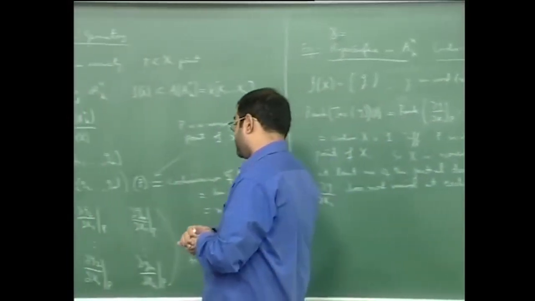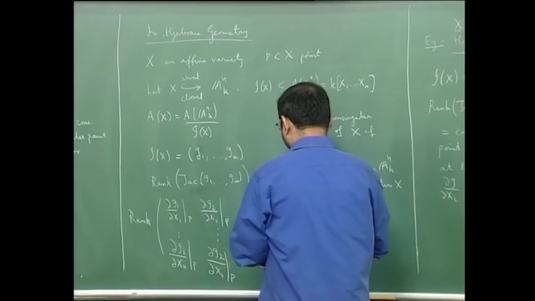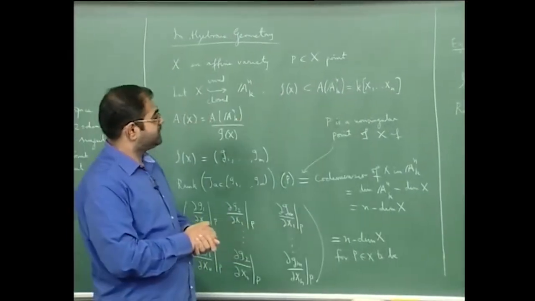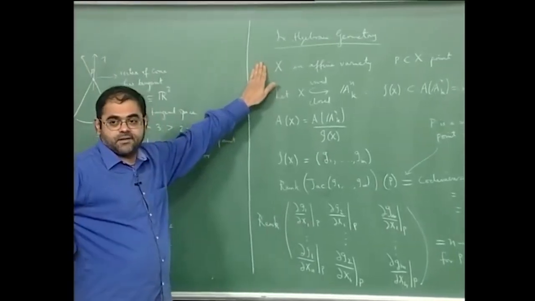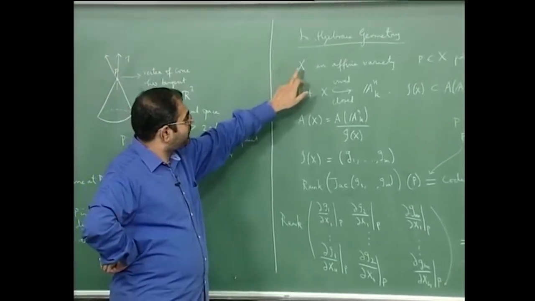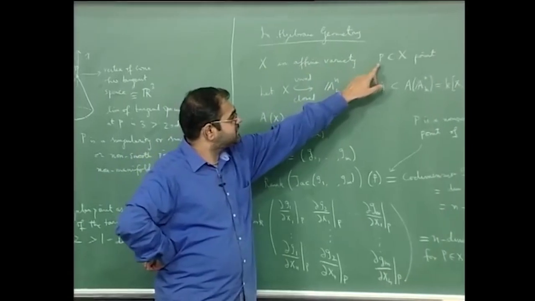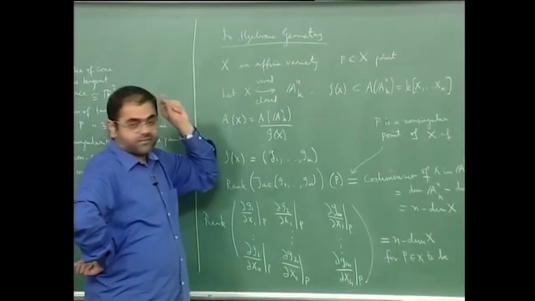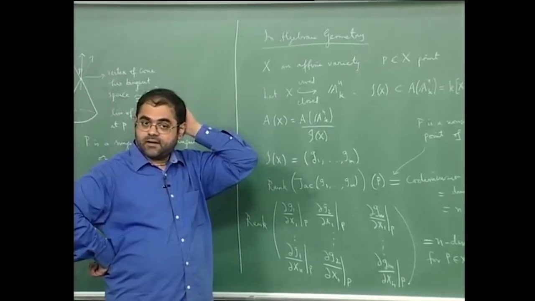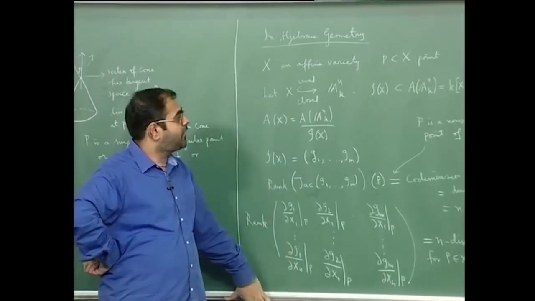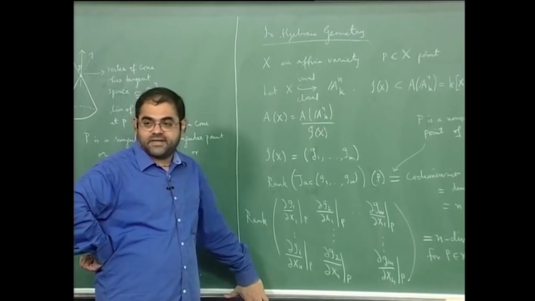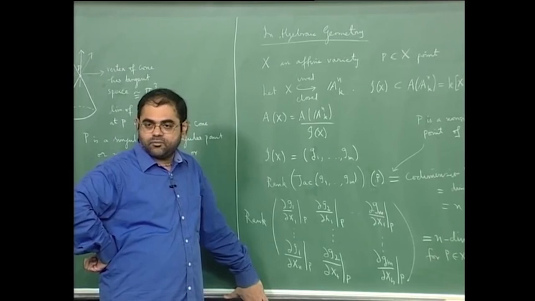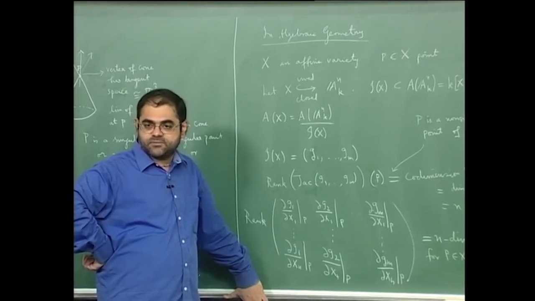But the problem with this definition is that there are two problems with this definition. The first problem is, I only defined non-singularity for a point of an affine variety. I have not defined non-singularity at a point for any variety, because any variety in general could be non-affine. It could be quasi-affine, it could be projective, it could be quasi-projective.